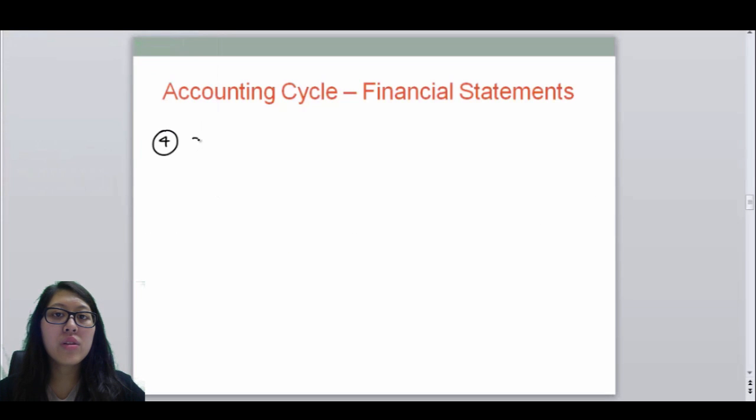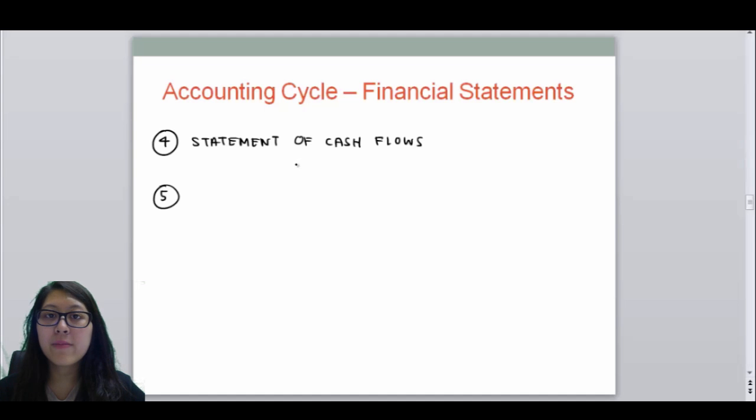Now, so far we have only listed 3 financial statements. There are also 2 more. Fourth would be the statement of cash flows. I will not be displaying the statement of cash flows in this chapter, as it would be further discussed in a different chapter. However, it basically is a statement displaying the movements of cash that has been generated or used in 3 separate activities known as operating, financing, and investing activities.